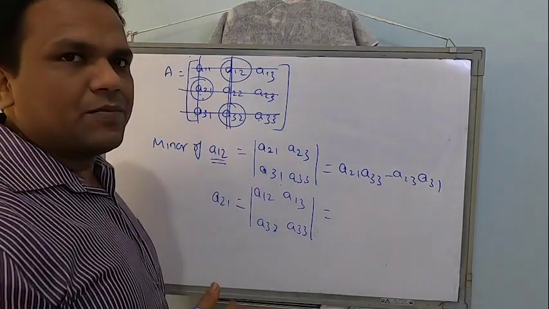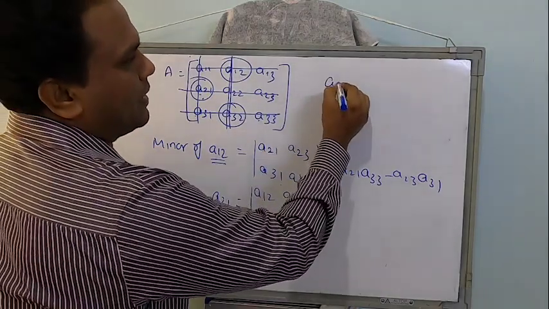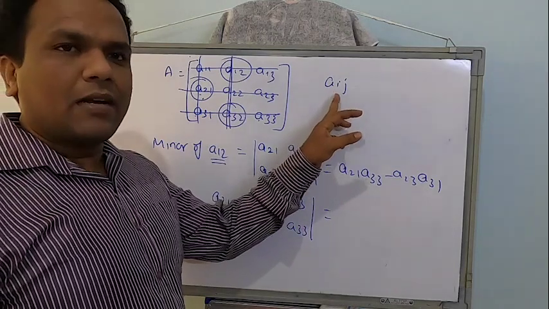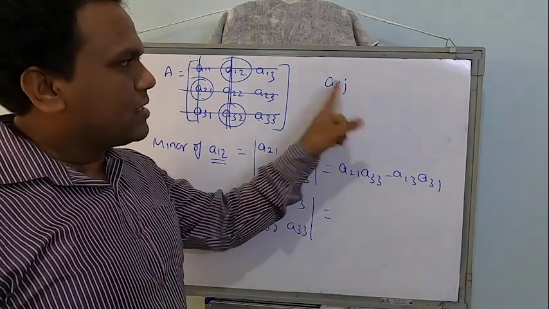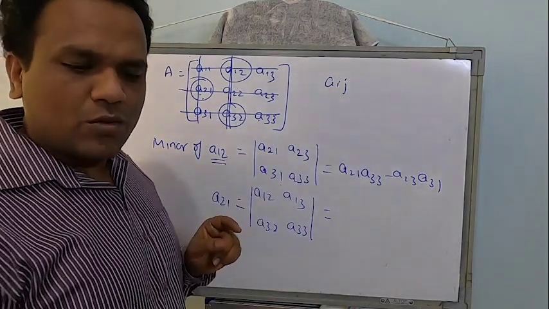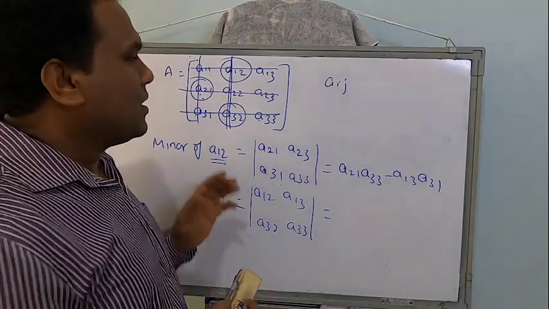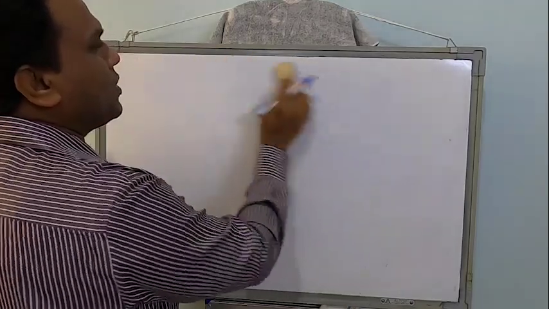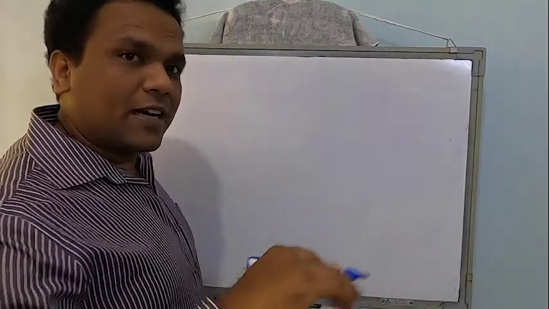So I told you the definition. If you are finding the minor of the element Aij, it is the determinant of the submatrix after deleting the ith row and jth column. Okay, so that's the definition of minor of an element. So I told you how to find minor. My next thing is going to be finding cofactors.